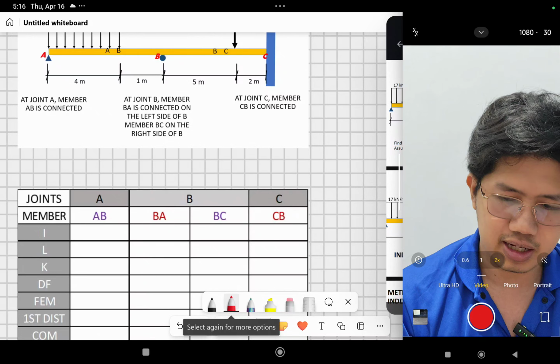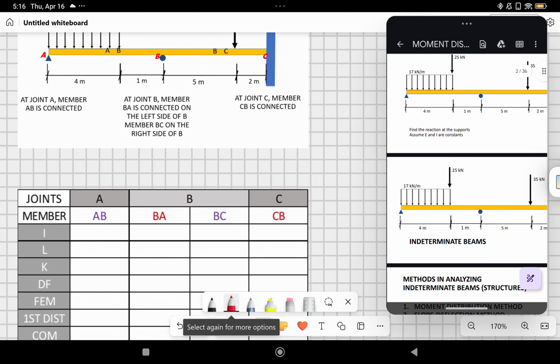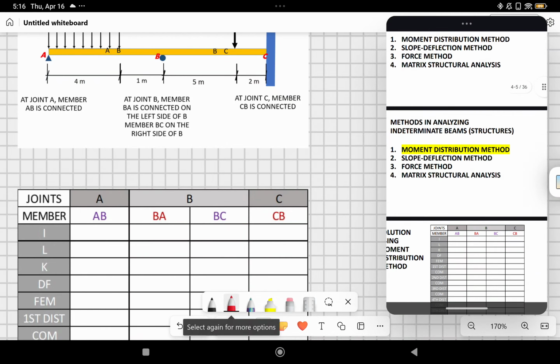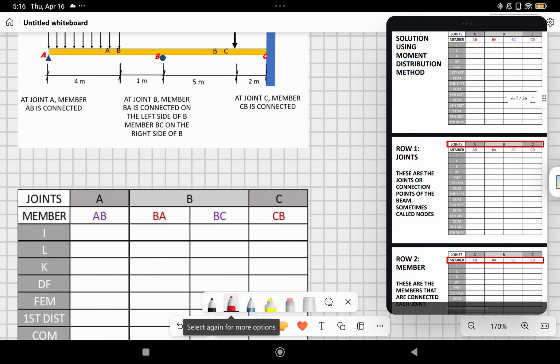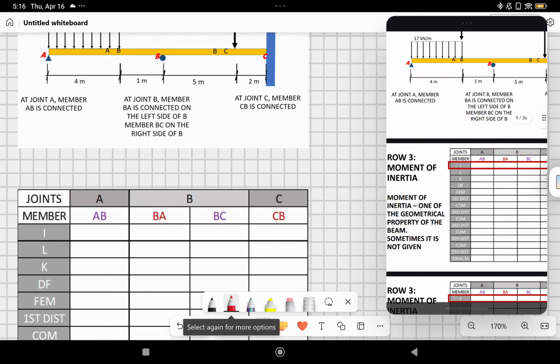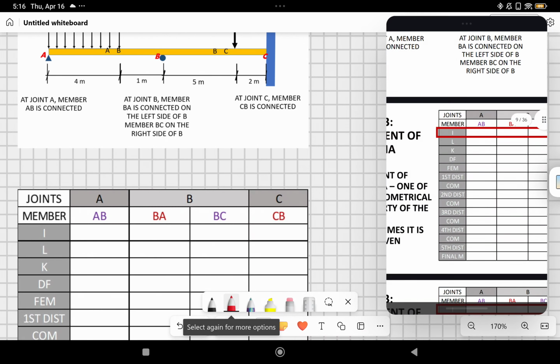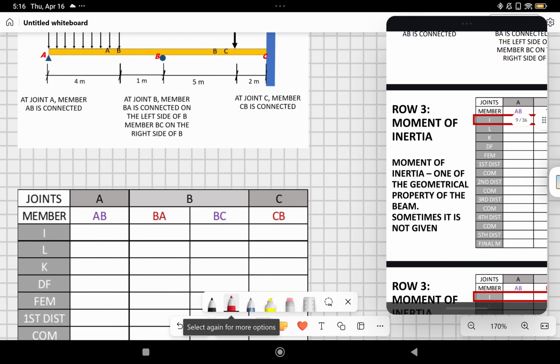Okay? And then I. So let me go to our presentation right here. So what is I? Okay, so I is the moment of inertia. So this part indicates the moment of inertia. It is one of the geometrical properties of the beam, and most of the time it is not given at the start of our analysis.